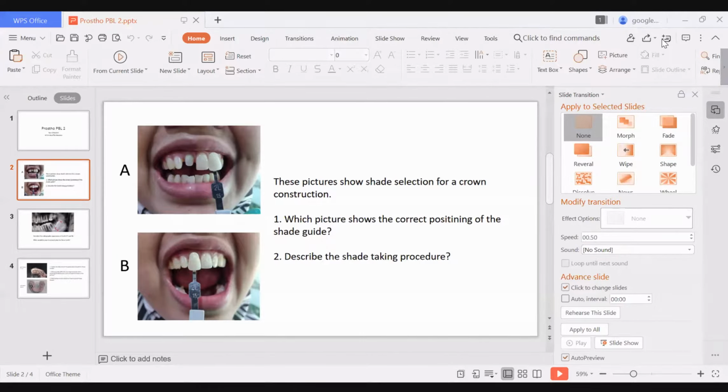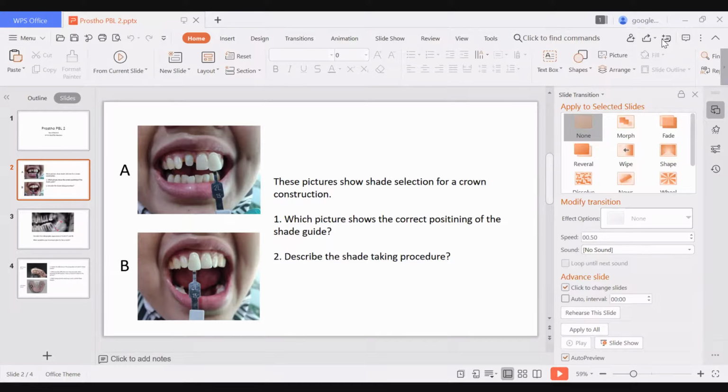For question number 1, ideally I would have done picture B as well. The only reason is because you put the shade guide in the position of the tooth that you are going to crown. Or if you're doing a bridge, you put it where the pontic is going to be, so you have a better idea of how the shade will look generally in the mouth.